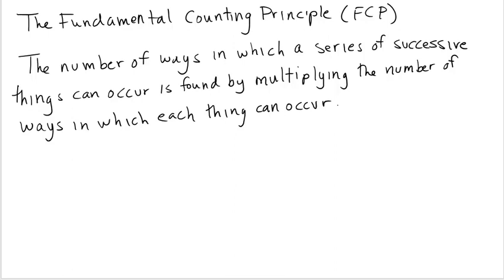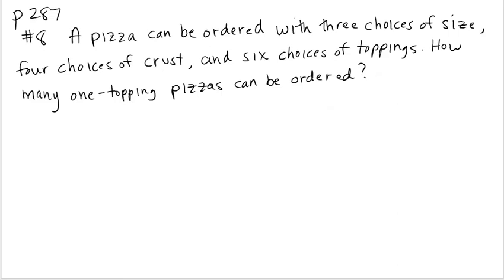Same idea, just more choices. So let's look at some examples from the book. Problem number 8 on page 287 says a pizza can be ordered with 3 choices of size, and in the book I believe they give you the different sizes, but I didn't put that here. 4 choices of crust and 6 choices of toppings.